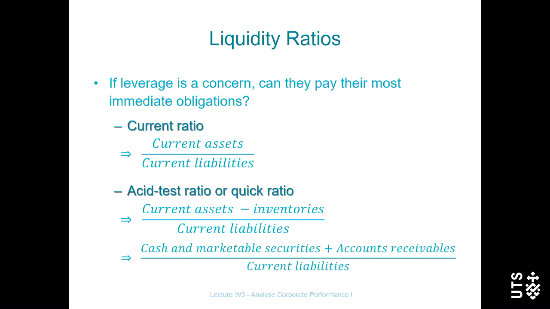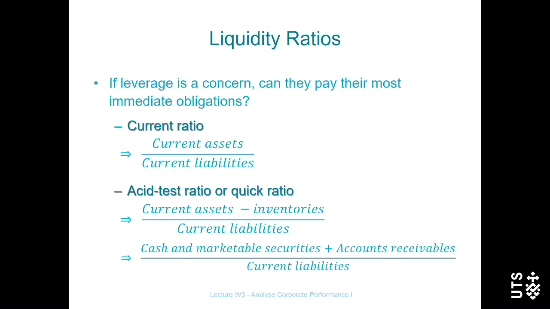So instead of using current assets divided by current liabilities, what I'm doing is subtracting from my current assets inventories. Why is that? Well, because when I have something as inventory, I still have to sell it and get paid for it, right? So it takes a long time for that to turn into cash. So if we remove those from the current ratio, you get your acid test.